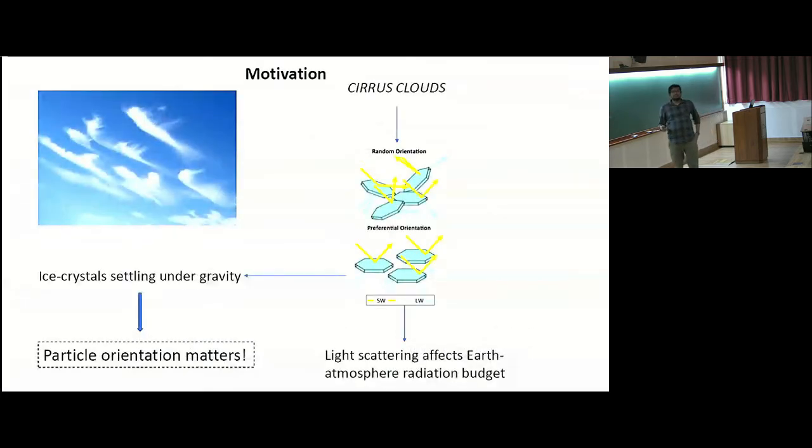So the first question is, why should we study such a problem? The motivation is a natural one in this case. The cirrus clouds, which occur very high up in the atmosphere, are primarily composed of ice crystals. These ice crystals scatter the sunlight, which in turn affects the Earth's atmosphere radiation budget. The amount of light scattered depends crucially on the orientation of these anisotropic ice crystals, which makes the study of orientation dynamics of such particles an important problem.